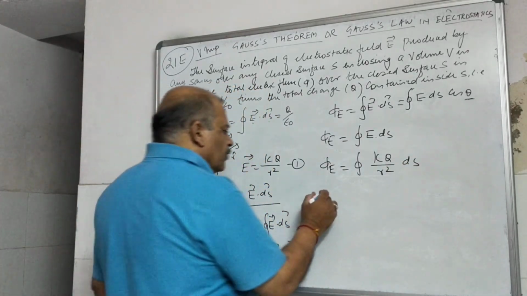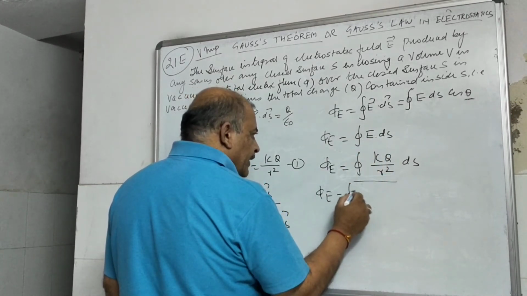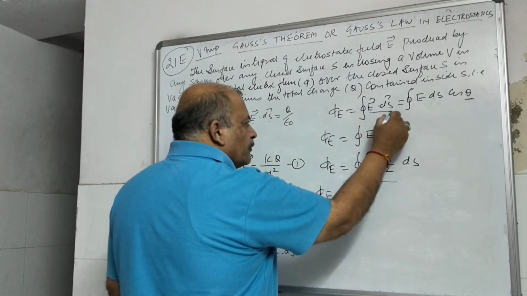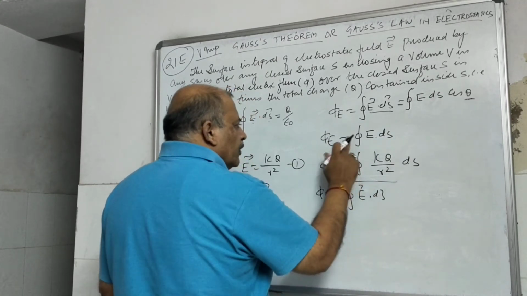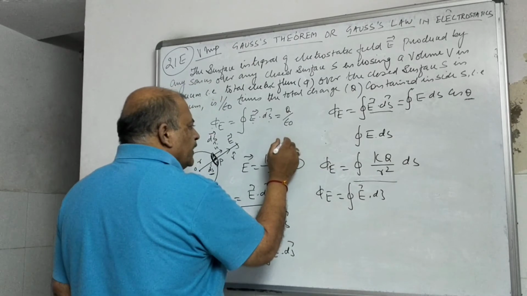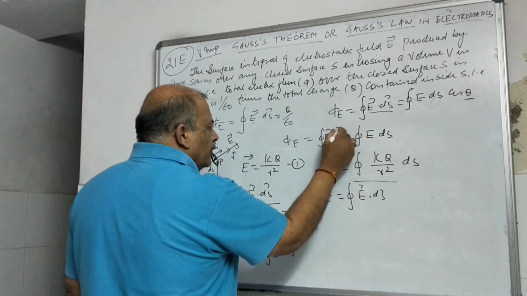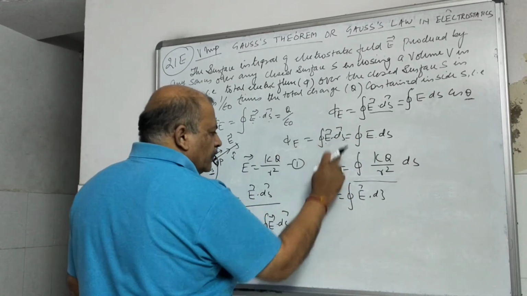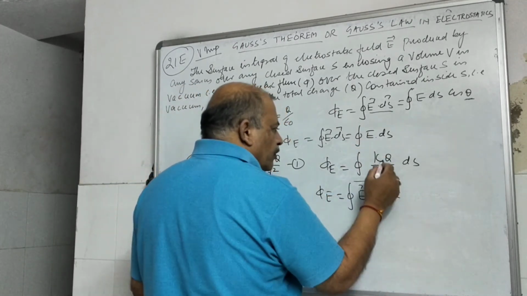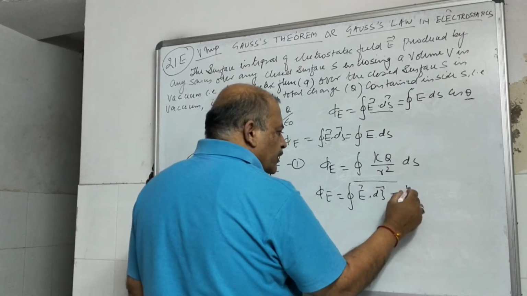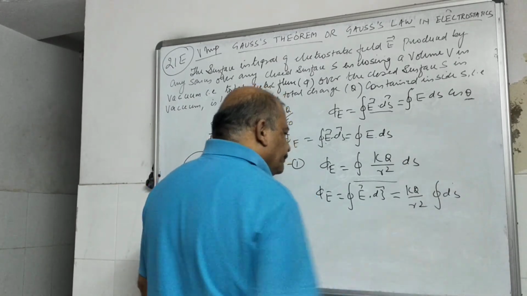This kq upon r square can be taken out. Now this you got from this equation, so I will just add this part. From here you got this, and here you got this. So E dot ds, you can write one step this way so that it will be in continuation. From this E dot ds, you got this. So phi equals this, E ds equals. Now in place of this, you have already written kq by r square. So this kq by r square will come out since it is not changing with ds.